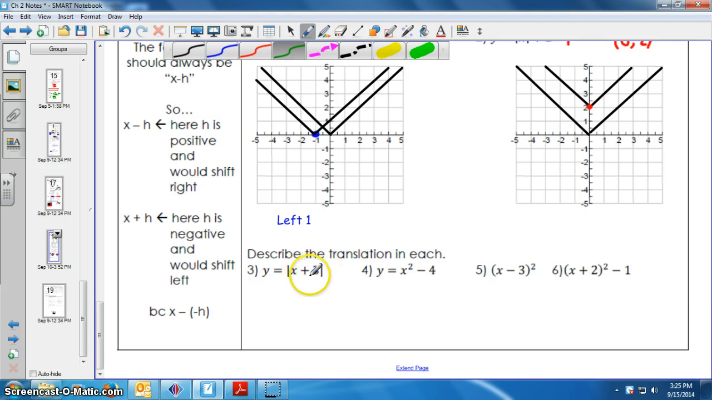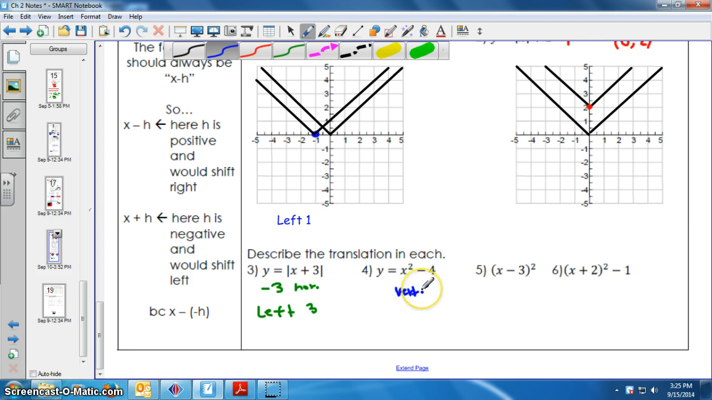So instead of that plus being a +3, it's really a -3. And -3, if we're moving horizontally, like the horizon, is going to be left 3. So that's going to move this graph, or this absolute value function, left 3. All right, the next one, we have outside. So that's vertical movement, and it's -4 or down 4.